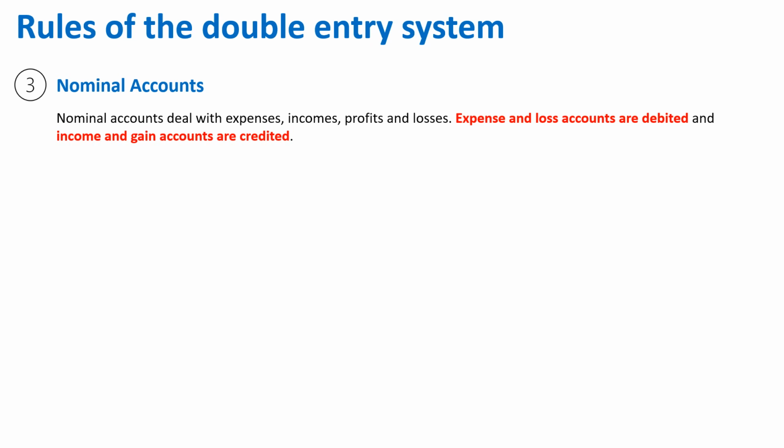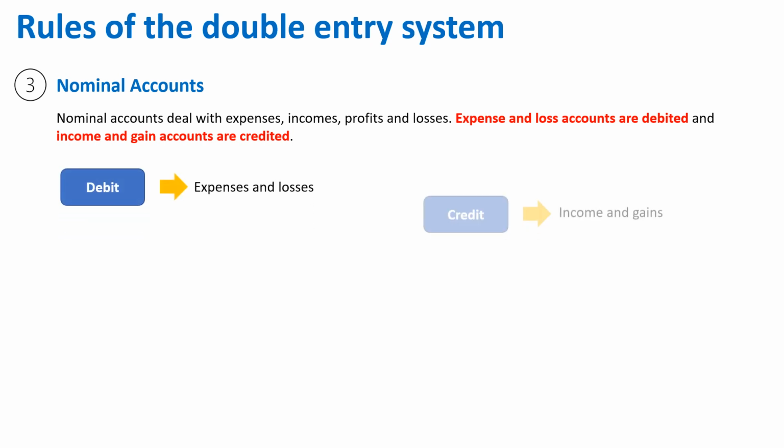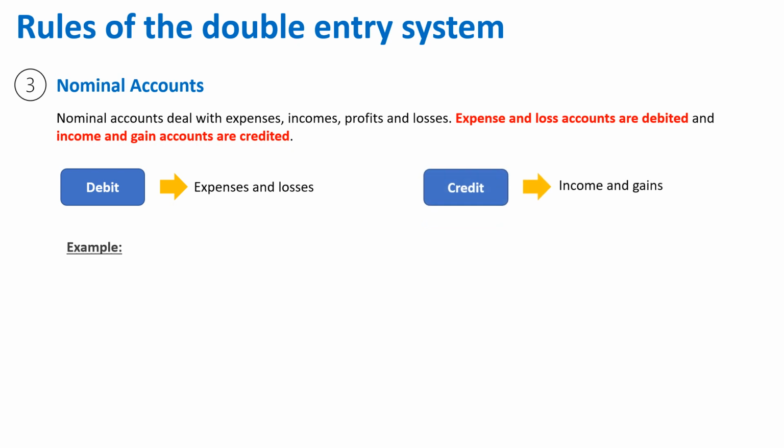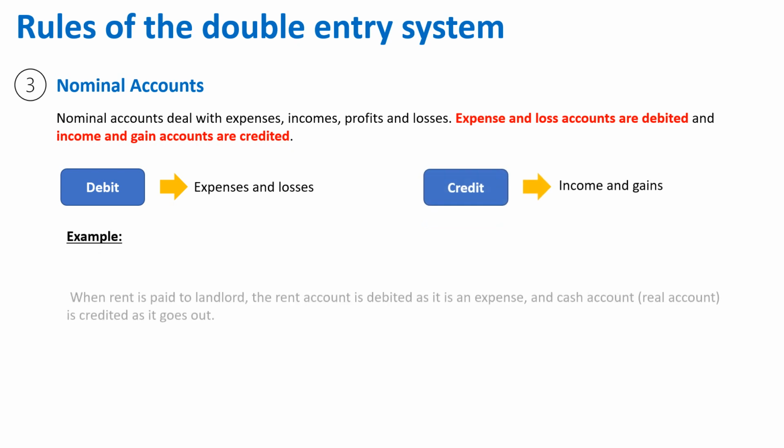So here it is very clear. Any expense, any type of loss will be debited, and any type of income and gain will always be credited. So debit the expense and loss, credit the income and gains. What examples can we have for this?